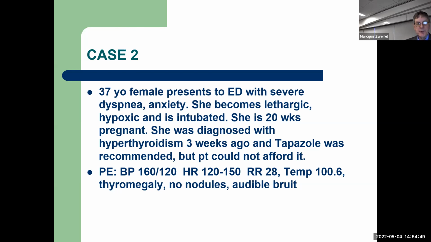Diagnosed with hyperthyroidism 3 weeks ago. Tapazole recommended, but she couldn't afford it. So she's taking nothing. Blood pressure is elevated. Heart rate 120 to 150. Respiratory rate up. Temperature 100.6. She's got a goiter, no nodules, and there's a bruit. So what do we know she has? Well, she's hyperthyroid, but she's got Graves' disease. The bruit says Graves' disease, even before you get the labs.